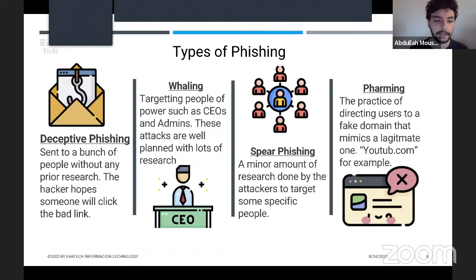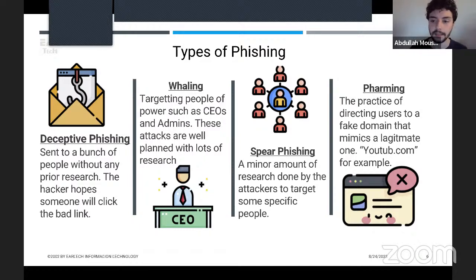The next is whaling, targeting people of power such as CEOs and admins. These attacks are well planned with lots of research. The third one is spear phishing. A minor amount of research is done by the attackers to target some specific people. We will see this type of phishing in the upcoming case study that I included.